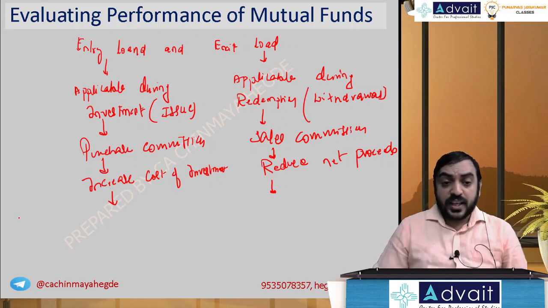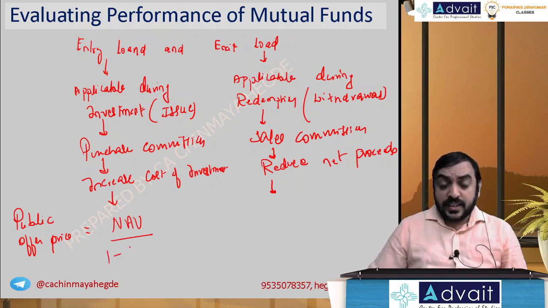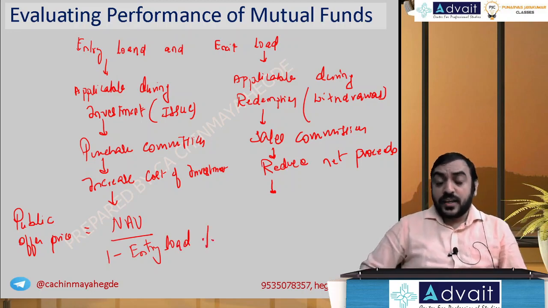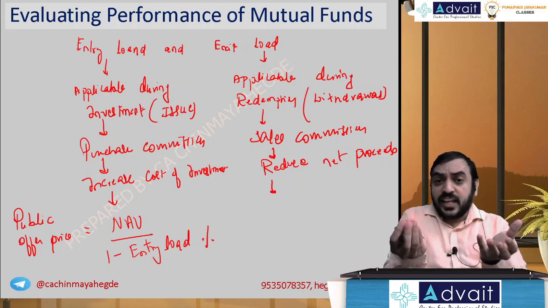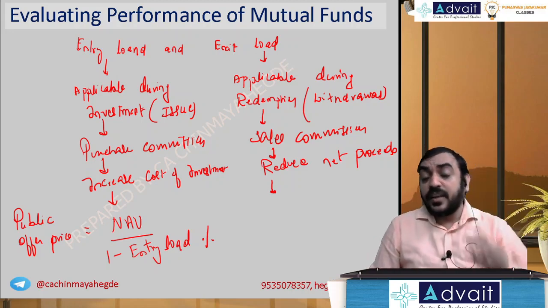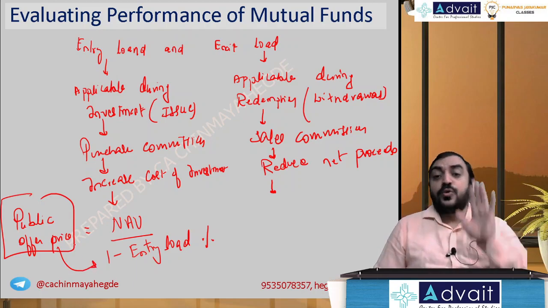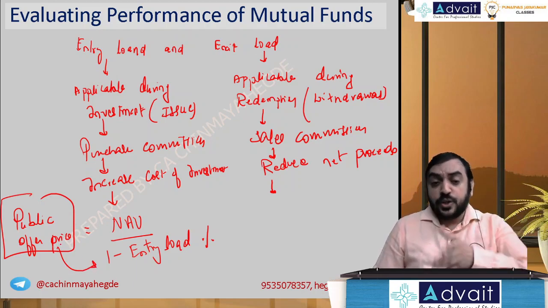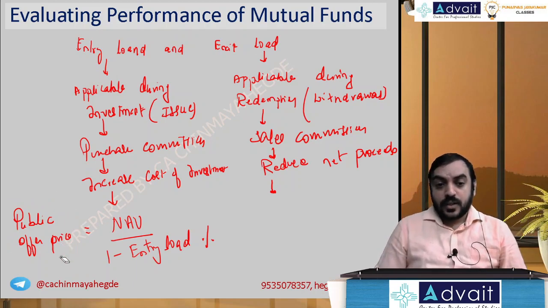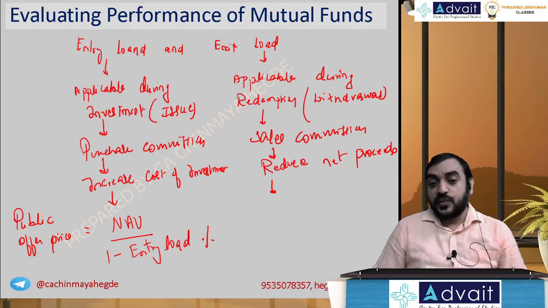Now the formula. This is at the time of issue. We call it the public offer price. Public offer price is given by NAV divided by 1 minus entry load percentage. Why? If you give 100 rupees, they'll take out, let's say, 2 rupees entry load, only 98 will be reinvested. Only those number of units you will get. So think like this: public offer price into 1 minus entry load is the balance that will be invested. That's why your cost will increase.